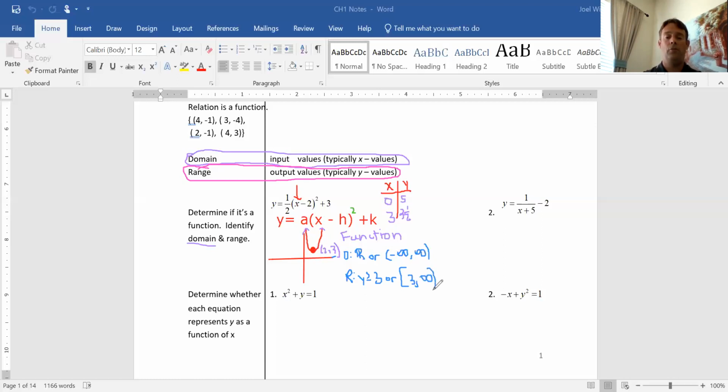And infinities are always parentheses. Parentheses means you can never get there. And friends, you can never get to infinity. Only Buzz Lightyear, and he's been beyond, but that's another story for another time.